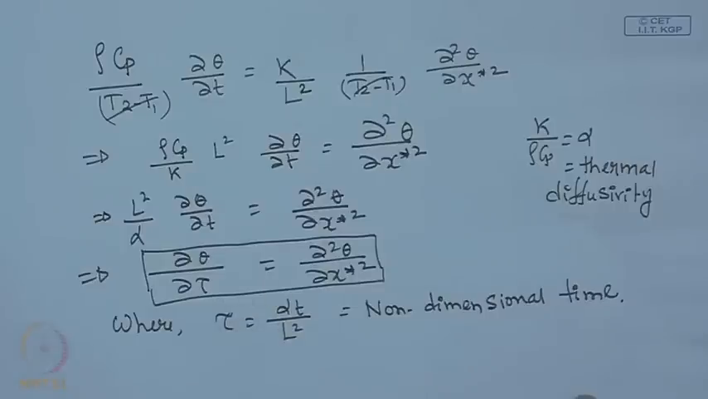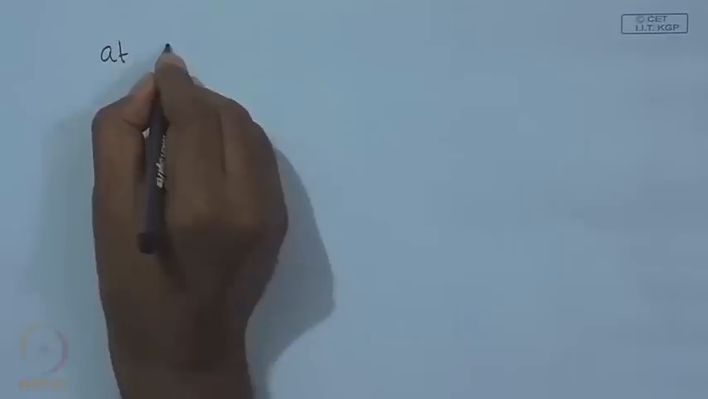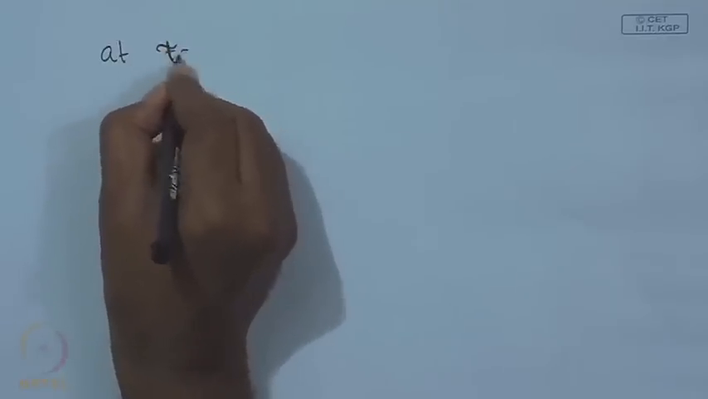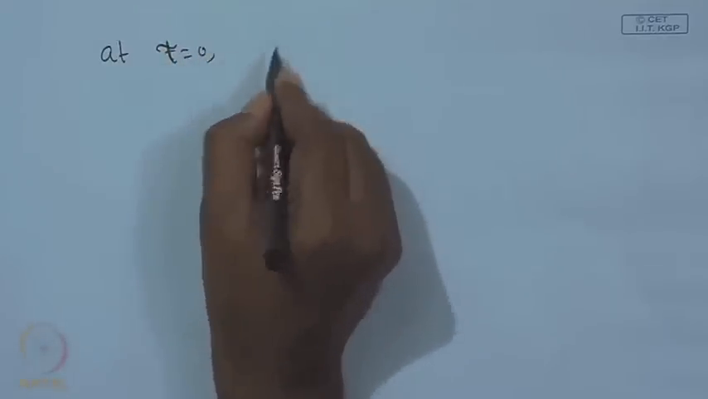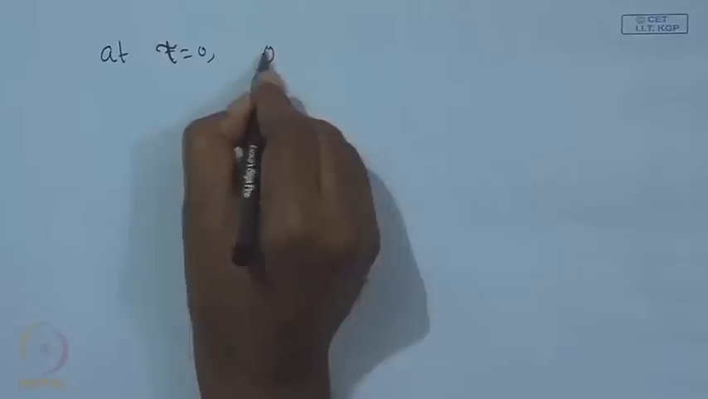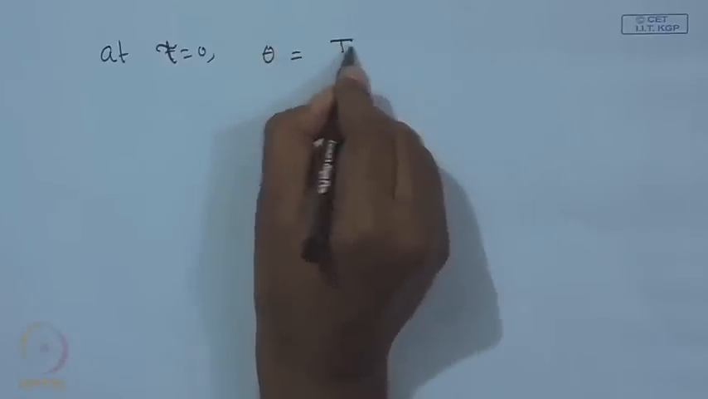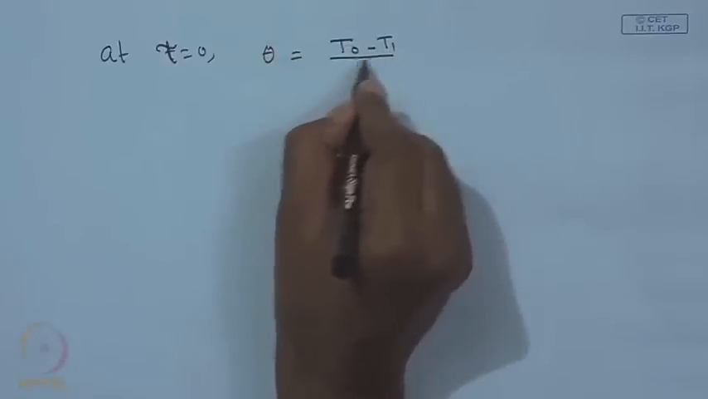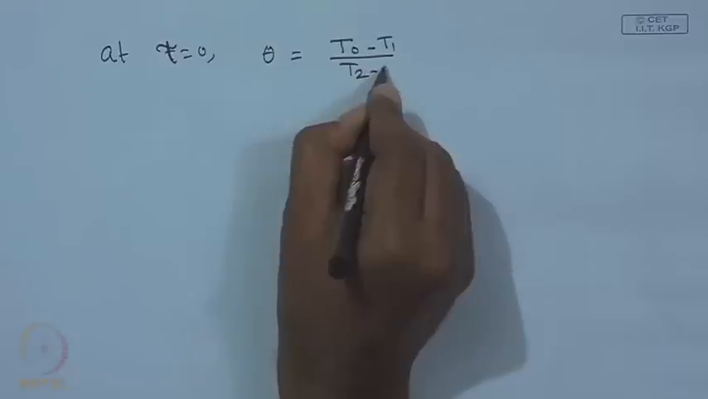So, let us get the boundary conditions in their non-dimensional form. At t is equal to 0, that means at tau is equal to 0, your T was equal to T naught. So, theta was equal to T naught minus T 1 divided by T 2 minus T 1.